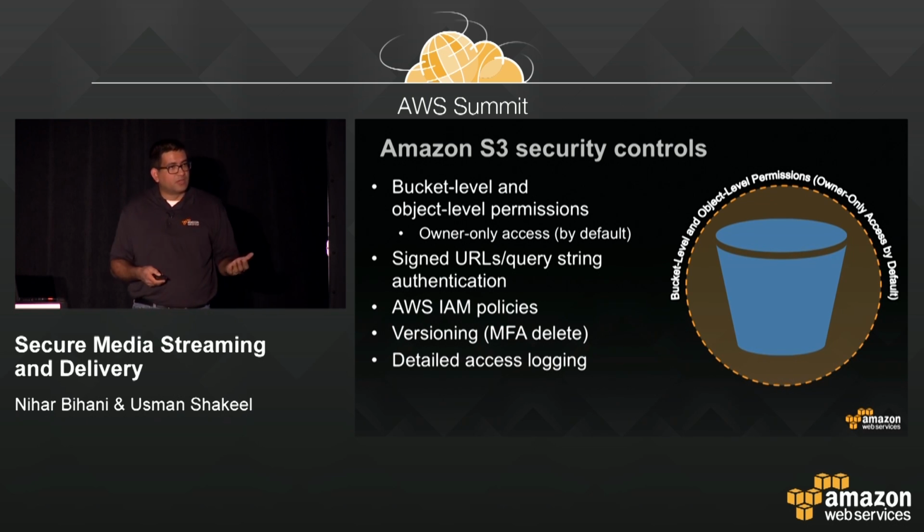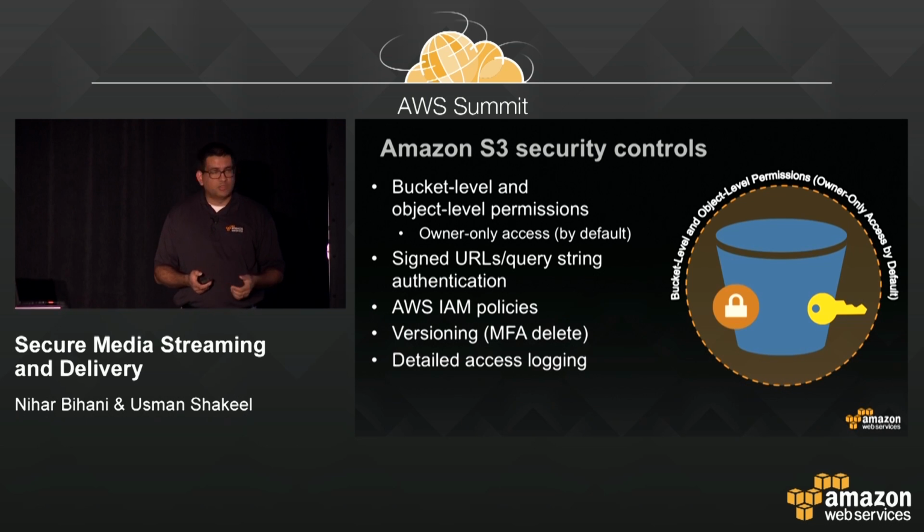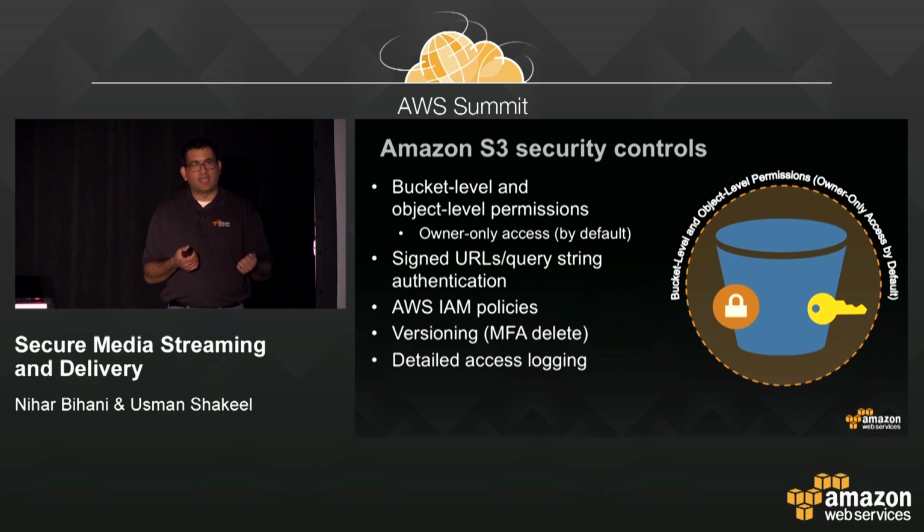So a couple of ways you can do that. You can use signed URLs or query string parameters to restrict access to a particular user, so only a user that has that valid URL can access the file. You can also use IAM policies. IAM is AWS's Identity and Access Management service, and you can use that to define different groups or roles or users that have access to that entire bucket or individual objects in that bucket.